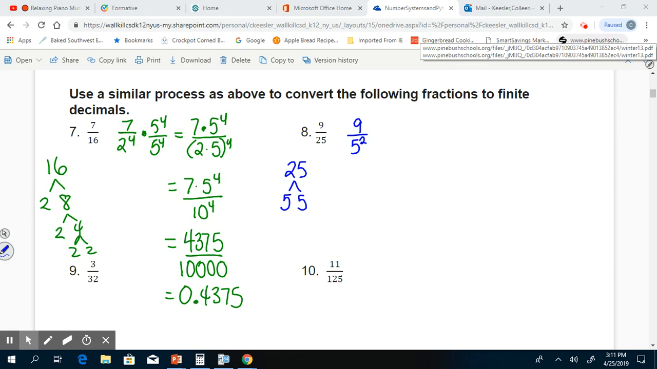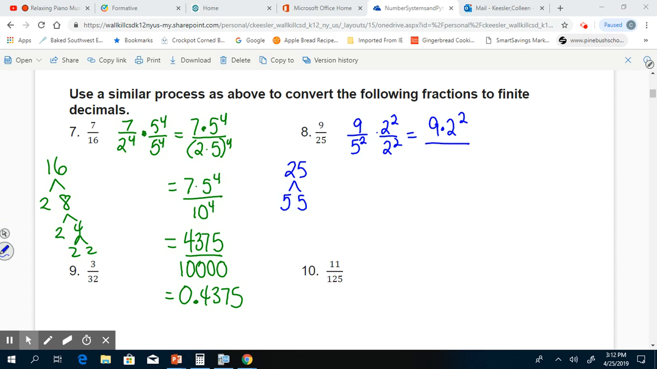Now, again, I need the same number of 2's. So I'm going to multiply by 2 squared over 2 squared. That's going to give me 9 times 2 squared over 5 times 2 all squared, which is 9 times 4 over 10 squared, which is 36 over 100. So that means I need to have my decimal 2 places back. So my final answer is 0.36, 36 hundredths. The last number should be in the hundredths place.